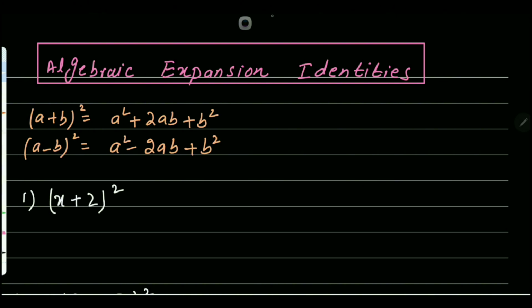Let me explain. If you have a question like (x + 2)², you cannot open it like x² + 2². That is wrong, because according to the indices rule we cannot open the brackets of plus and minus like that. So here we have to use identities. We can open these brackets in plus and minus with these identities.